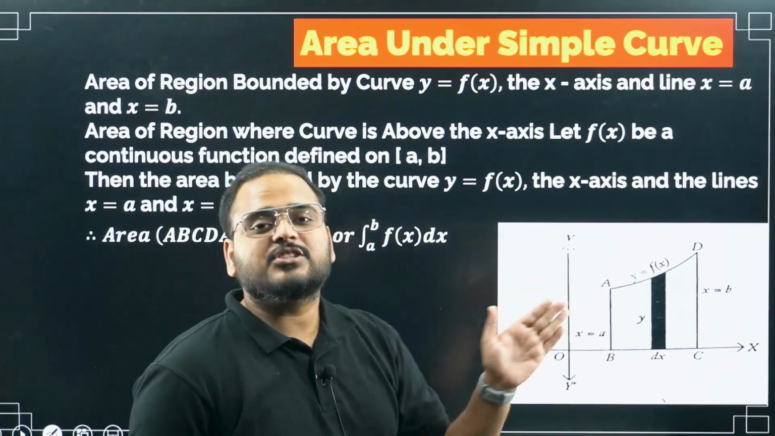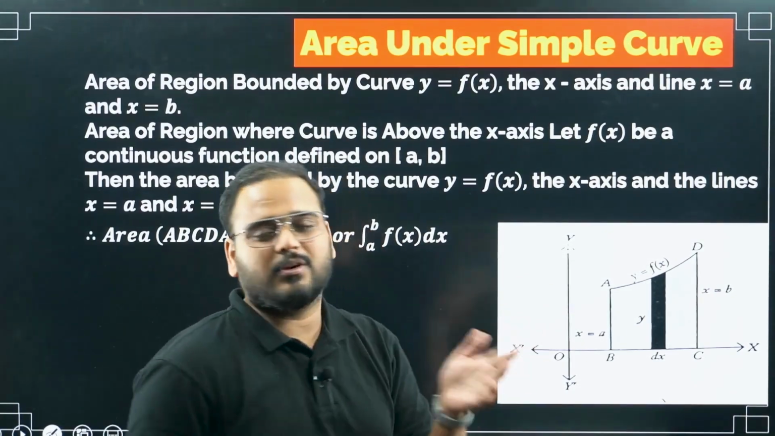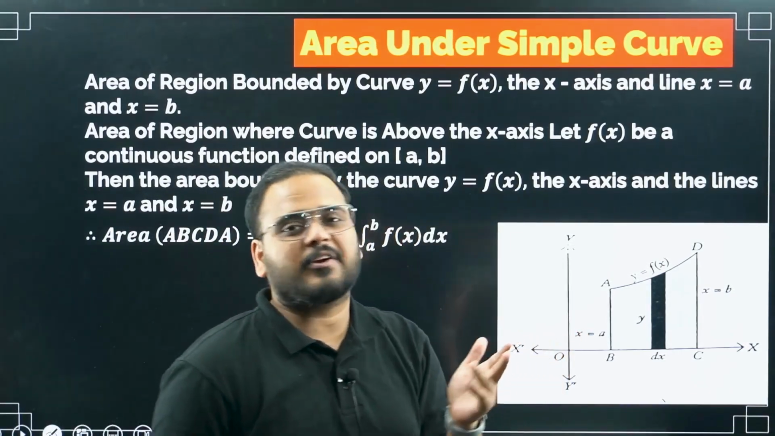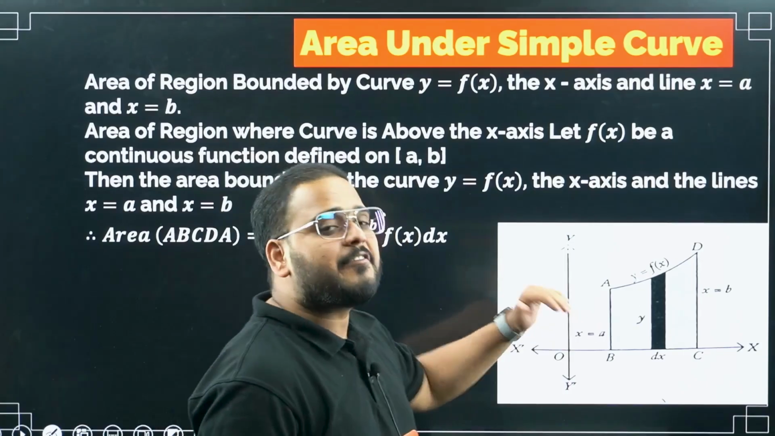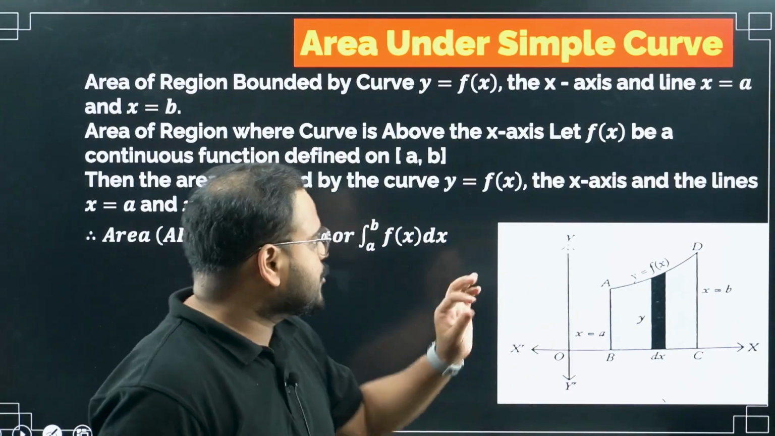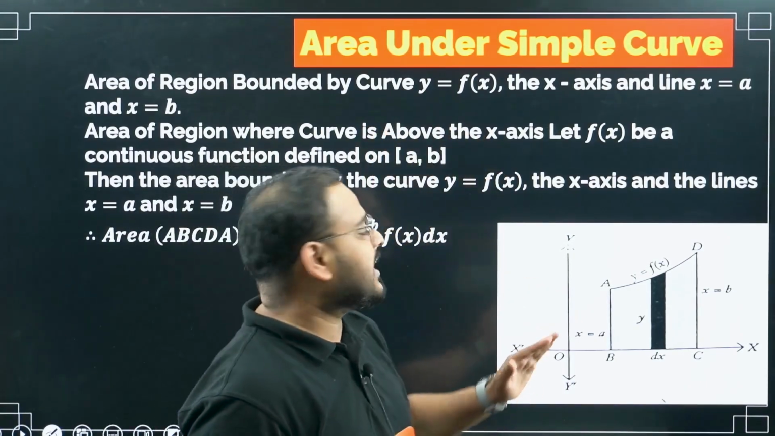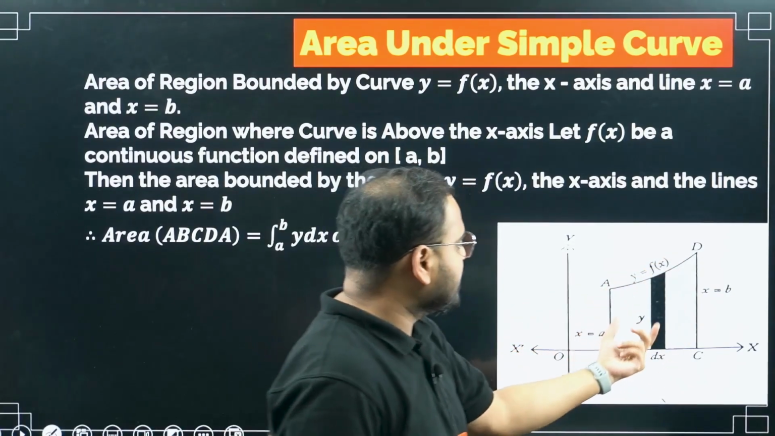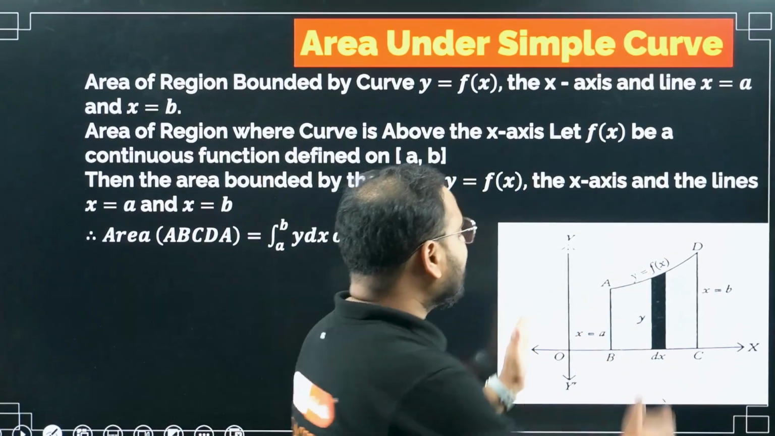Okay, so any functions you see will have a curve nature: parabola, circles, ellipse, or whatever curves there are. Trigonometric functions also have curves. So any function that you have will have a curve. Area under the curve means the area bounded by the region which includes the curve and certain boundaries.